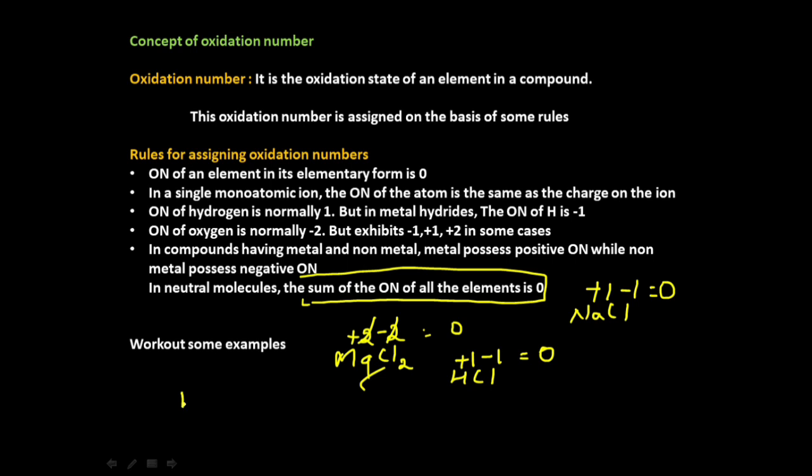You take sulfuric acid, H2SO4. Hydrogen exists as H+, 2 hydrogens, therefore +2. Sulfate exhibits as SO4 2-, so -2. So the sum of the oxidation states will be equal to 0. This is how all the rules of oxidation numbers can be well understood. Okay, now we will work out some examples. I will tell you how to work them out.